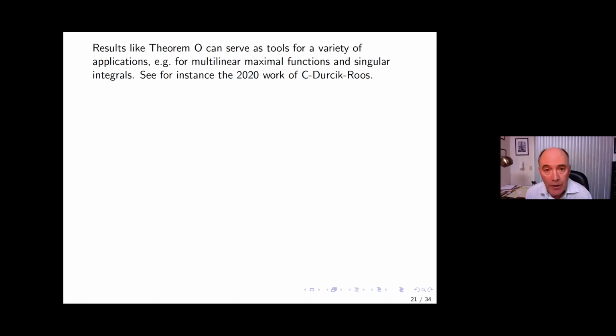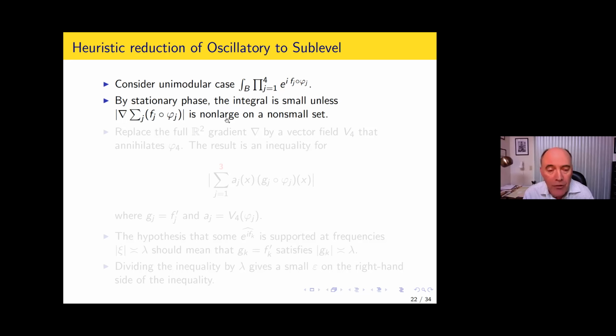So you apply the stationary phase method, which says that an integral of a product like this is small unless the gradient of the total exponent is not very large. More precisely, we expect that this integral should be small unless the gradient of this sum is small on a set which is reasonably big.